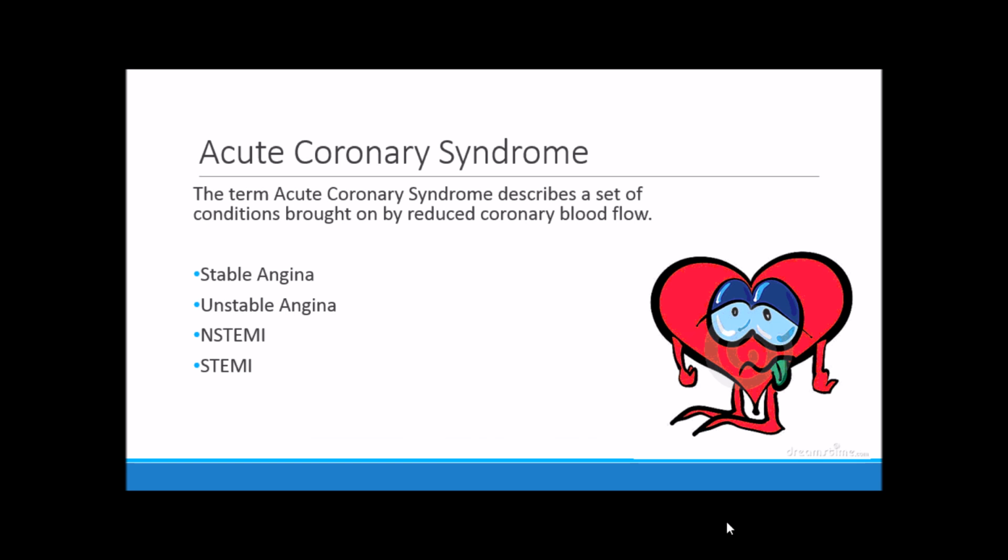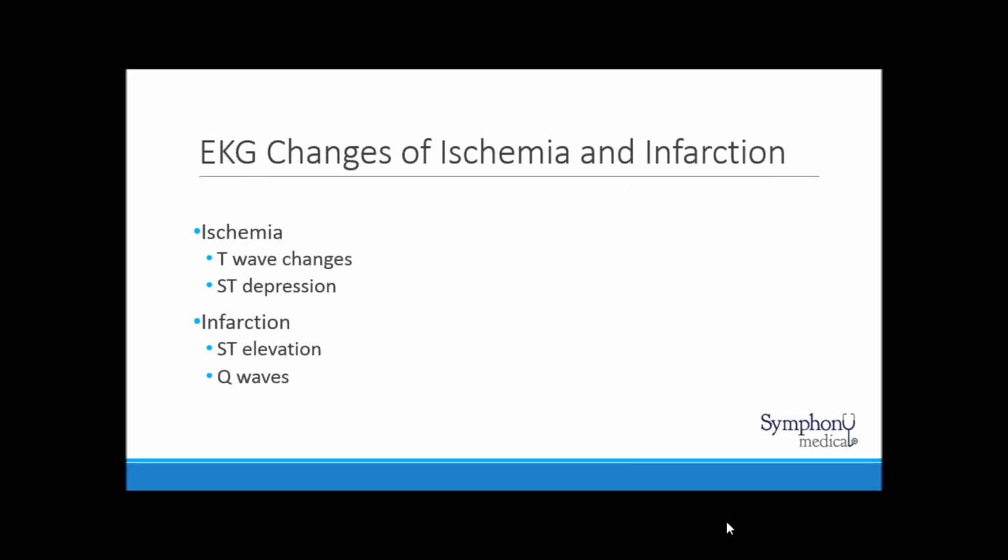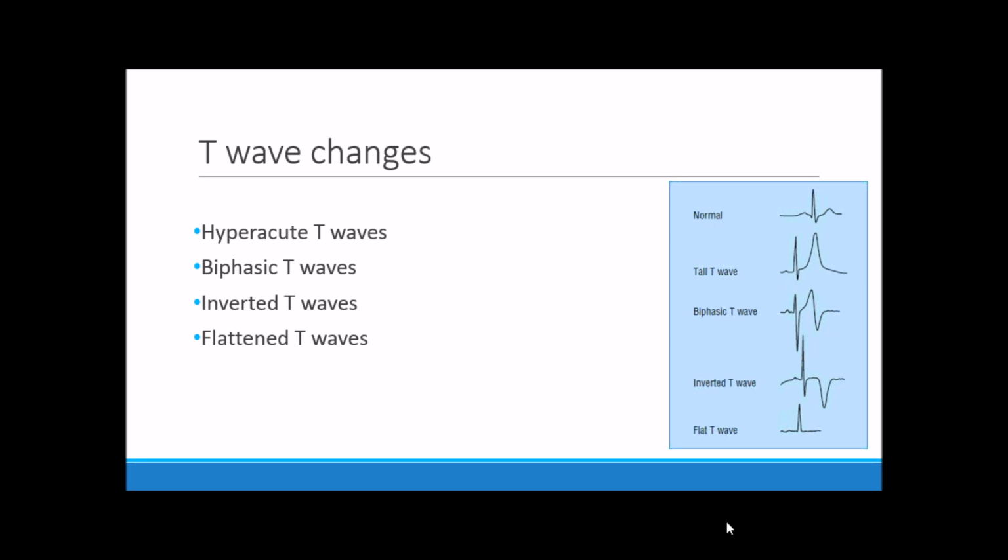So, good. So there are 4 varieties of ACS: stable, unstable angina, NSTEMI, and STEMI. This is your normal EKG tracing, okay? We already talked about the changes you see in ischemia are different than the changes you see in infarction. In ischemia, you see T-wave changes or ST depression, whereas in infarction, acutely, you see ST elevation, and later you see Q waves. Okay? Now, the T waves can be all kinds of things. Okay? They can be hyperacute. That's usually the first thing you see. Okay? Then they can start to become biphasic. They will invert, and then later they will just be flat.